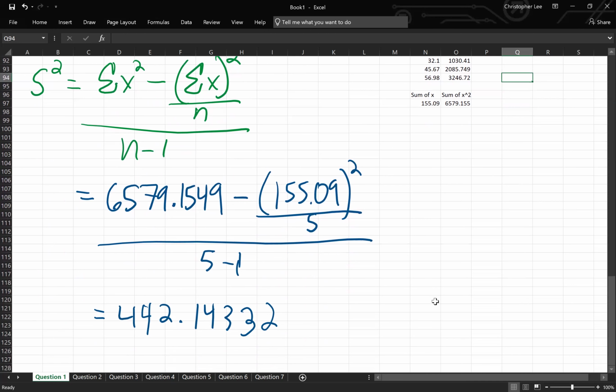So for the variance, I got the sum of x squared minus the sum of x squared divided by the n, which is 5. Then we want to divide that again by the 5 minus 1. All right, so I got this answer here. So this is right.